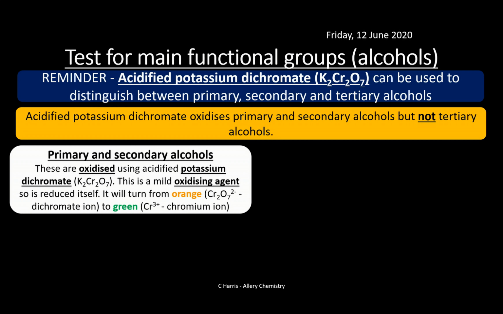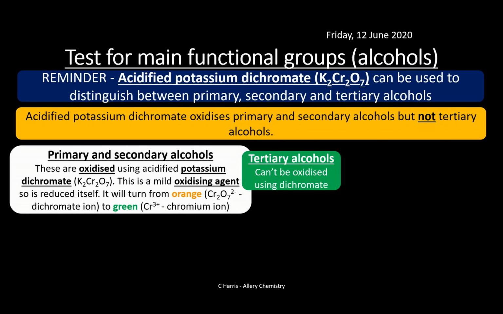So primary and secondary alcohols are oxidized using acidified potassium dichromate solution. It's a mild oxidizing agent, and remember, it's reduced itself, so it'll go from orange to green if indeed you do have a primary or secondary alcohol. Tertiary alcohols won't do anything. So if you add a tertiary alcohol to potassium dichromate, you won't get a color change. That in itself distinguishes between primary and secondary alcohols and tertiary alcohols.